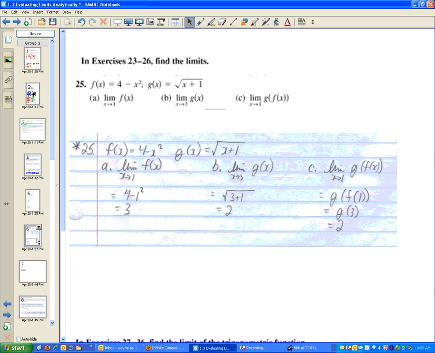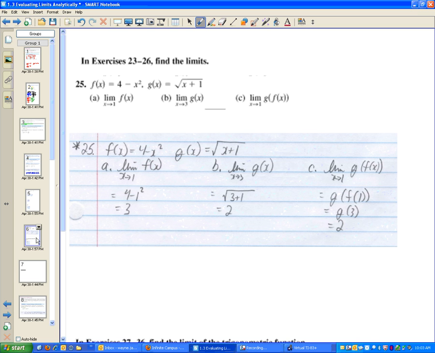All right, number 25. Let's make it a little more complicated. f of x equals 4 minus x squared. g of x equals x plus 1. I got to hurry, so let's look at part A and B. I think you can just get it by looking, can't you? Can't you do those? Substitution. You with me on A? You with me on B?